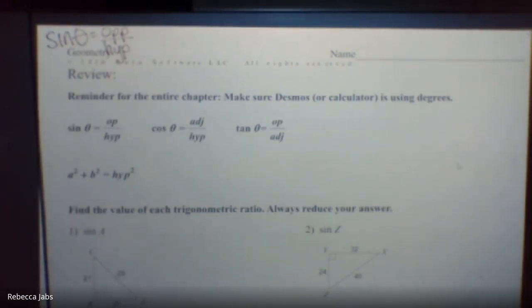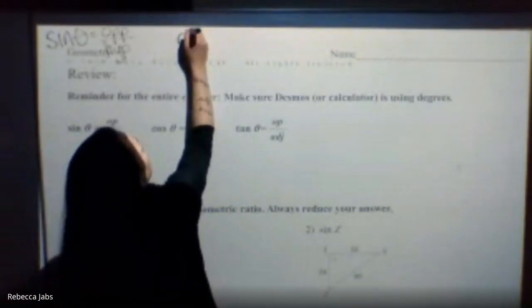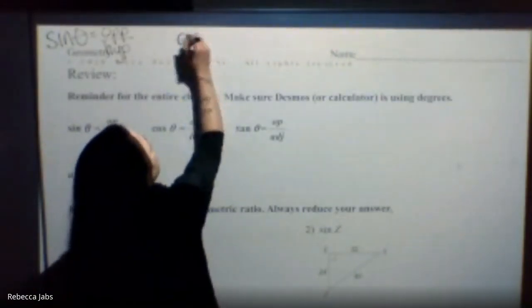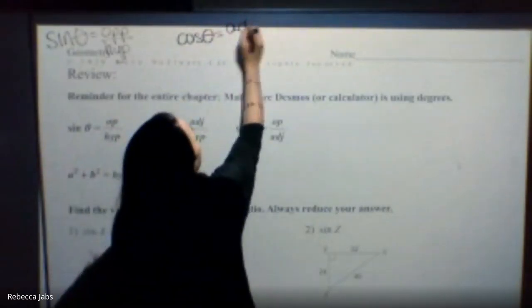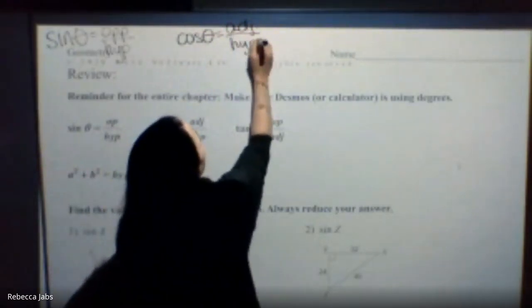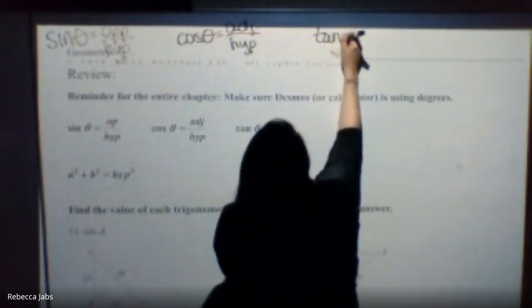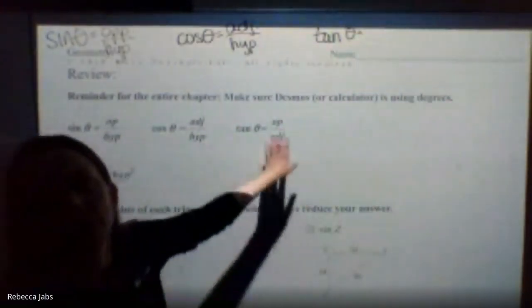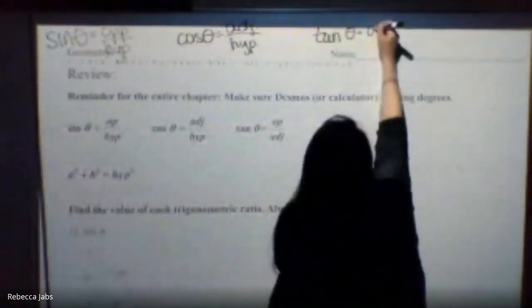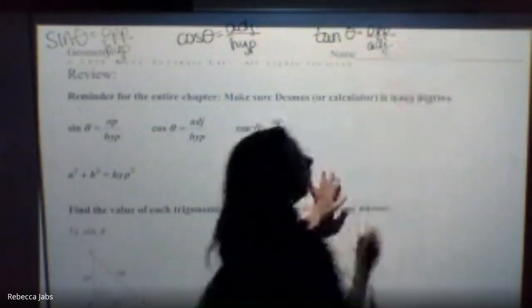Sine of theta equals opposite over hypotenuse. Cosine of theta is CAH, so cosine is A in the numerator and H in the denominator. And then TOA is standing for tangent. And again, my OP would have turned into squared, so I need to turn that into OPP over ADJ.